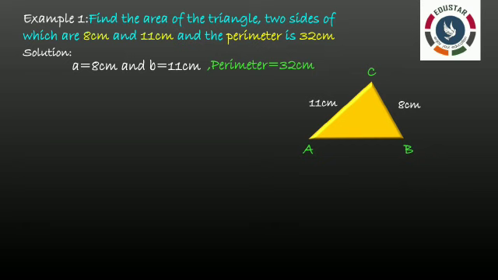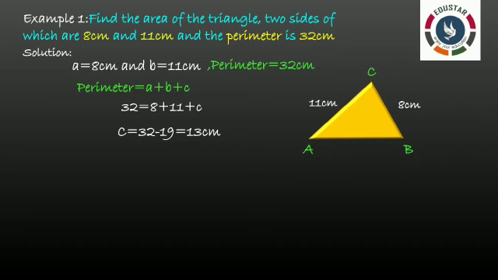Now, how to find the other side C? We know the perimeter is equal to 32 centimeter, right? So perimeter is equal to A plus B plus C. The perimeter value is 32, A value is 8, B value is 11. So, we can apply the values and find the C value. We will get 32 is equal to 8 plus 11 plus C. So, C will be equal to 32 minus 19, which is equal to 13 centimeter.